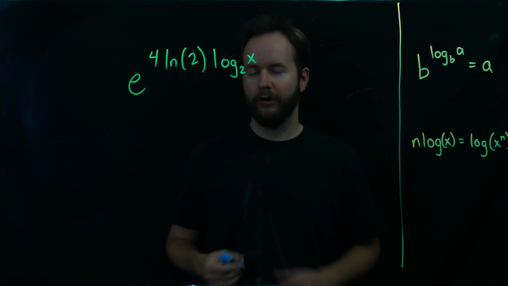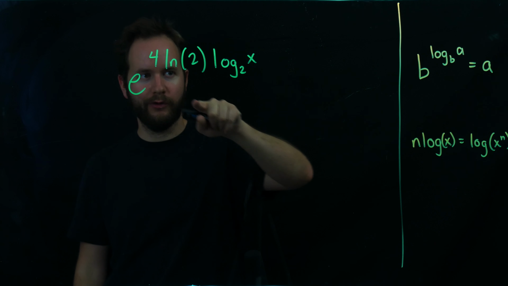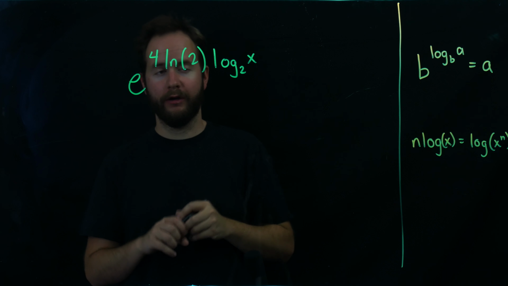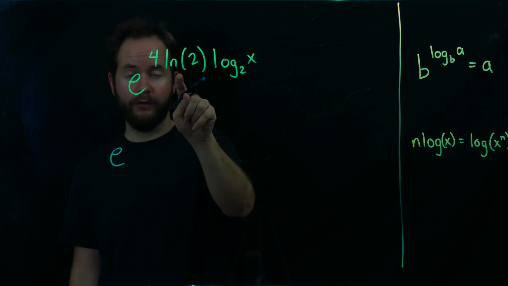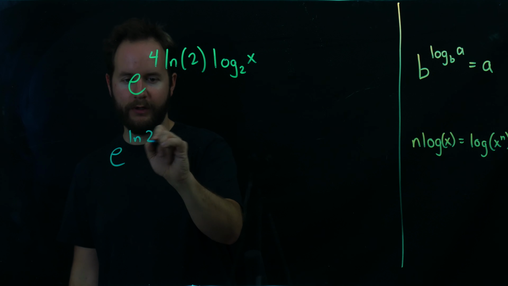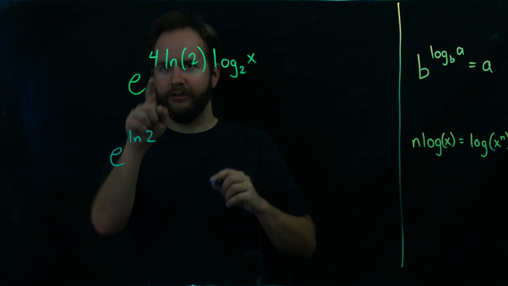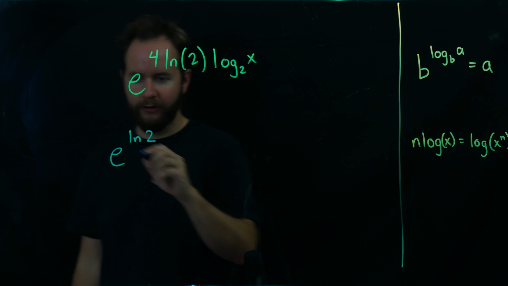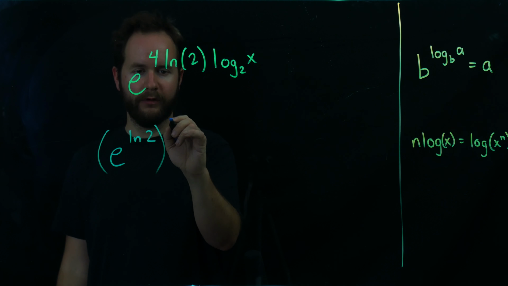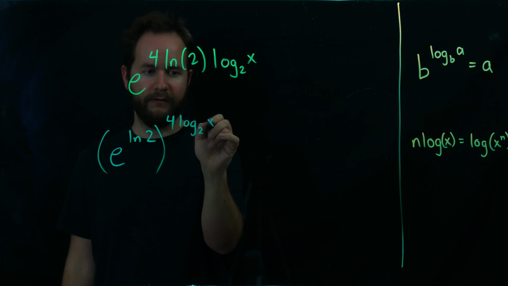So what I'm going to start with is I'm going to say, you know what, I have this 4 times ln of 2 times log base 2 of x. Here's what I'm going to do: I just want to take the ln of 2, and I want to put that as my exponent on e, for reasons you'll see in a moment. Now you might be saying, well, where does the 4 go and where does the log base 2 go? Those seem to have vanished. Nope, they're still there. They're just still in the exponent of this thing. So we have 4 log base 2 of x.